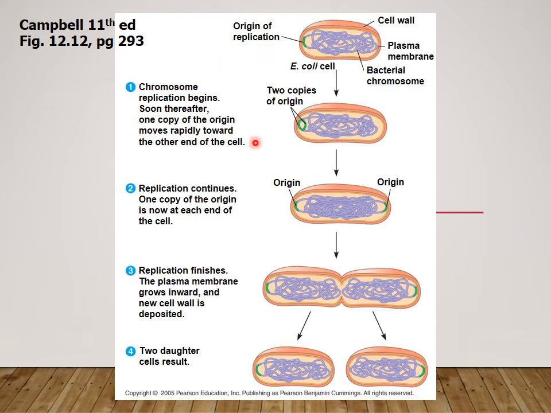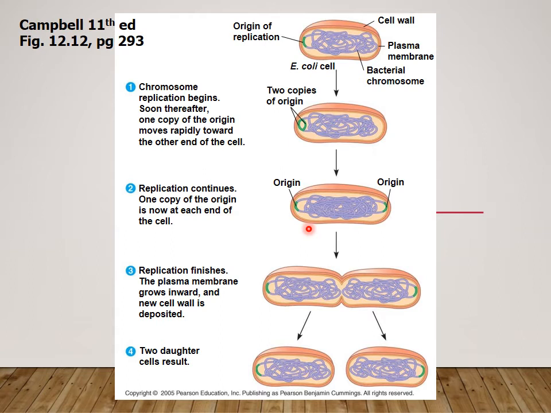In E. coli, the process of cell division is initiated when the DNA of the bacterial chromosome begins to replicate at the origin of replication, producing two origins, as you can see here, two copies of origin. As the chromosome continues to replicate, one origin moves rapidly toward the opposite end of the cell. While the chromosome is replicating, the cell elongates.